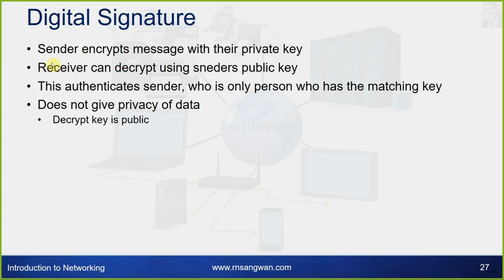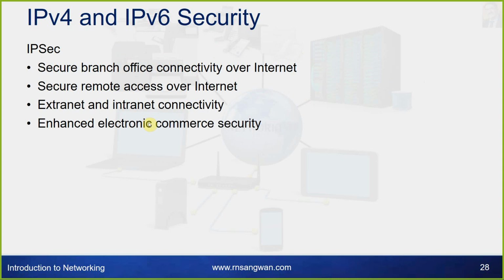Digital signatures. Senders encrypt messages with their private key. The receiver can decrypt using the sender's public key. This authenticates the sender, who is the only person who has the matching key. It does not give privacy of data, since the decrypt key is public.